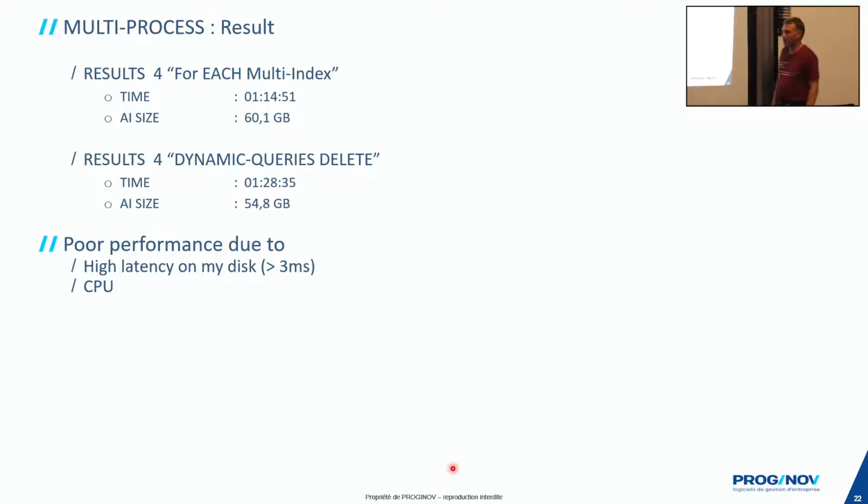Right. I don't think it's really the disk. Yeah, I think it's CPU. But with a more powerful box and 4 processes, it would divide the time by 2. 4 processes divide the time by 2.